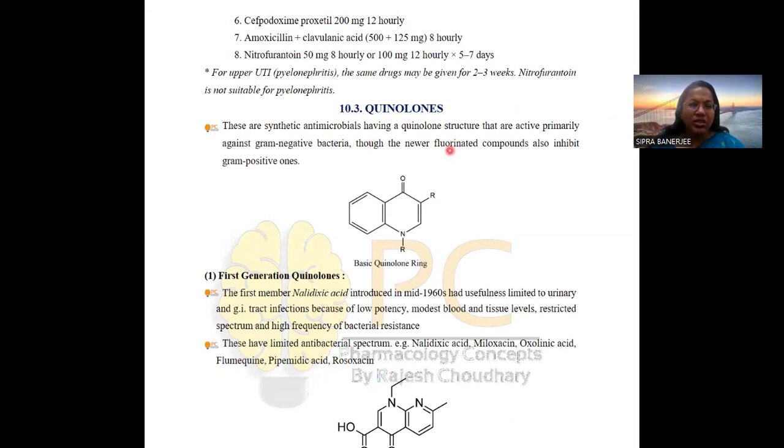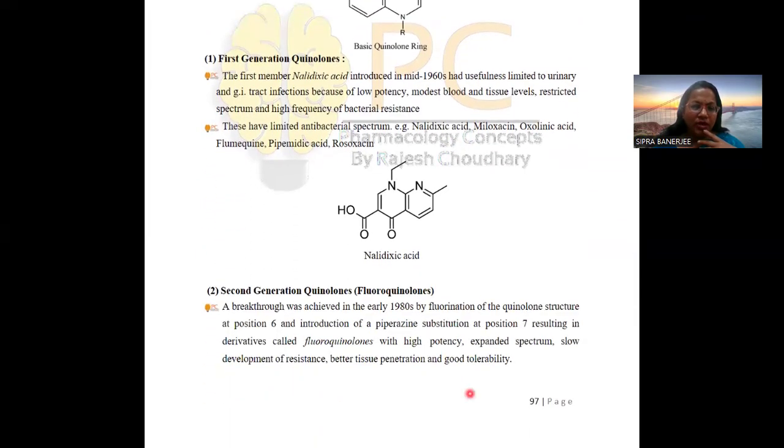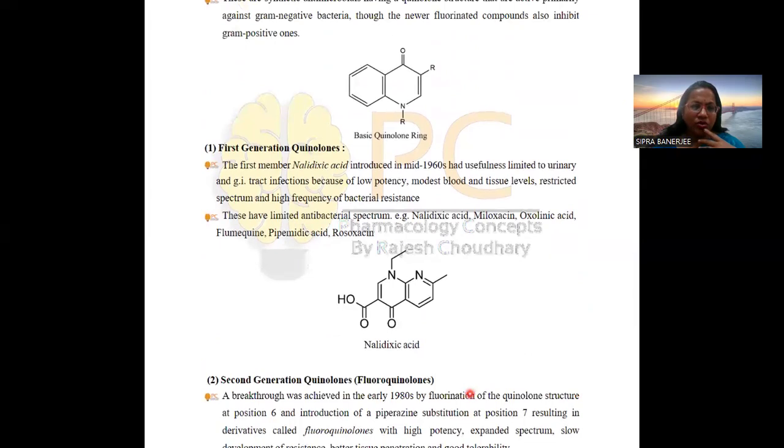Quinolones. These are synthetic antimicrobials having a quinolone structure that are active primarily against gram-negative bacteria, and the newer fluorinated compounds also inhibit gram-positive ones. This is the quinolone drug where fluorine may be added. There is first generation quinolone and second generation quinolone, the fluoroquinolones. Now coming to the first generation quinolone, that is known as nalidixic acid.